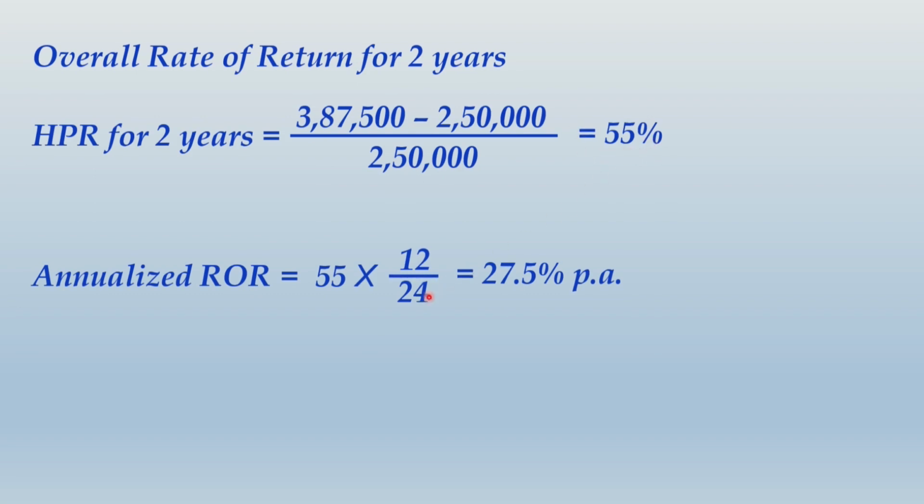And this being a block period of 2 years, the annualized return will be 12 divided by 24, or you may take 1 divided by 2 also, because it is 1 year divided by total holding period of 2 years, and average rate of return or annualized rate of return will be 27.5% per annum. So friends, do one thing, write up this whole thing, and that will be end of the solution.